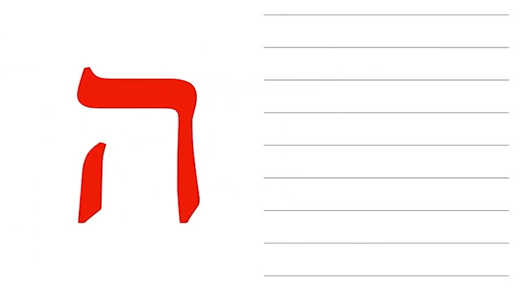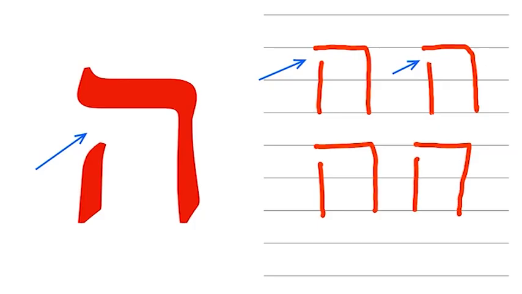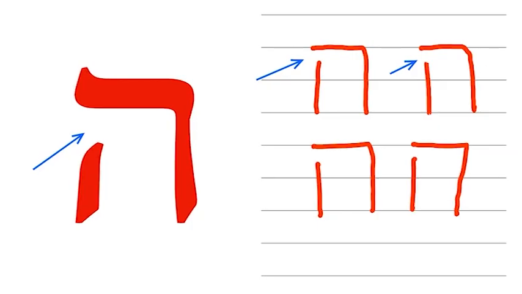Hey. Hey is a guttural consonant. The guttural hey is written as a right angle with another vertical line. A right angle and another vertical line. Notice that I've left space in each form to mimic the space in the printed form. Two more examples. Right angle, vertical line. Right angle, vertical line. That's the hey.